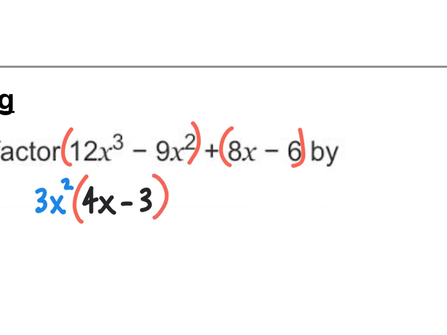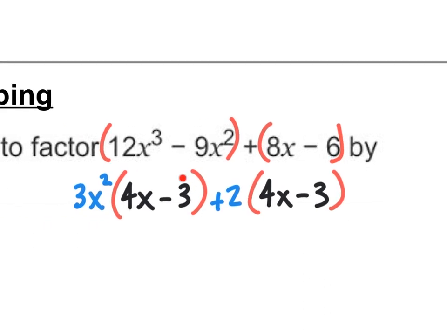And then we ask ourselves, what can I factor out of this? I've got 8 and 6. The only common factor is a 2. So I'm going to do a plus 2, and that's going to leave me with a 4x and a minus 3. Now what I want to do is factor out this common factor of 4x minus 3. I'm factoring that one out, and that's going to leave me with 4x minus 3.